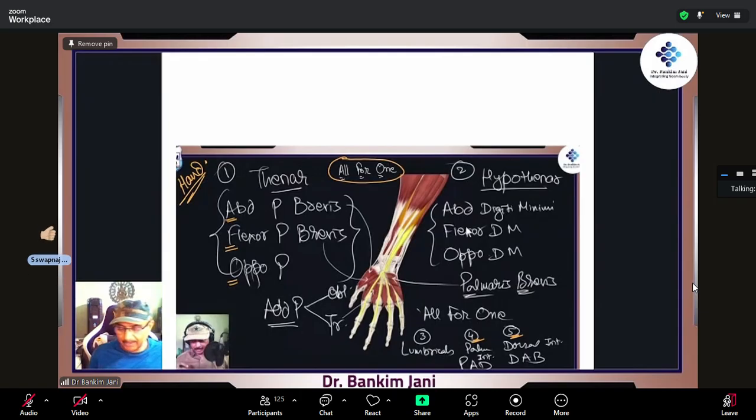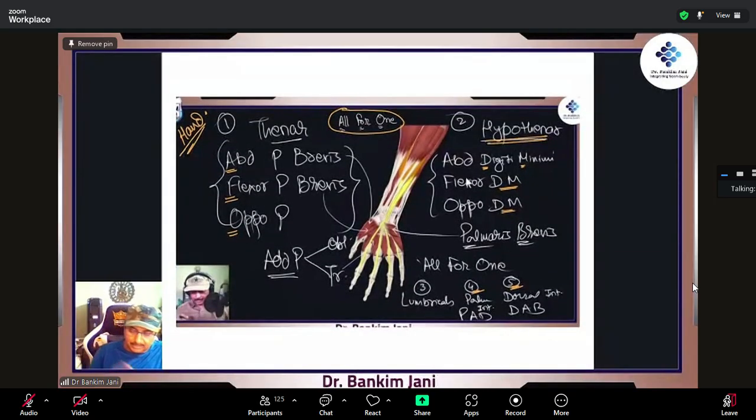We have the same way on the hypothenar side. Hypothenar means this side, which is relatively smaller, which is for the lateral finger. Everyone is called DM, digiti minimi. And then all for one. So abductor digiti minimi, flexor digiti minimi, and opponens digiti minimi. Done. 6 muscles down. We are now having 2 important muscles which we must know.